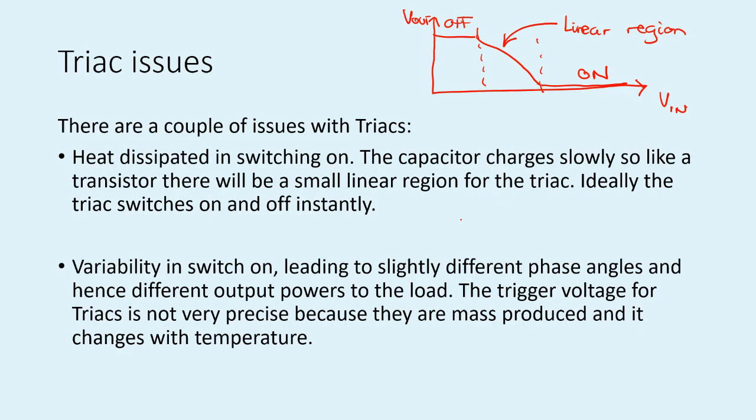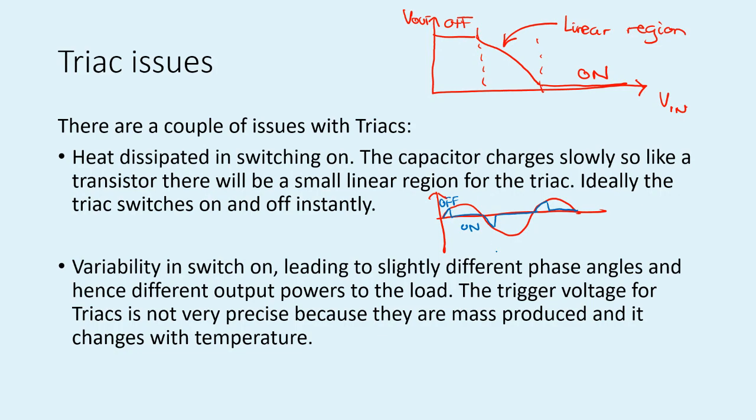The other issue is the variability in the switch on point. So remember the graph that we looked at when we looked at triacs, and this is the supply voltage. Let me just do a different color. And this is the triac, so that's off. Hit the trigger point on, hit the trigger point on, hit the trigger point on, and so on. So this is the on region, and this is the off region. Ideally, obviously, this is 0 because we have no linear region.